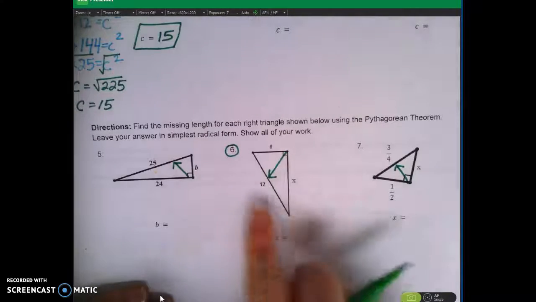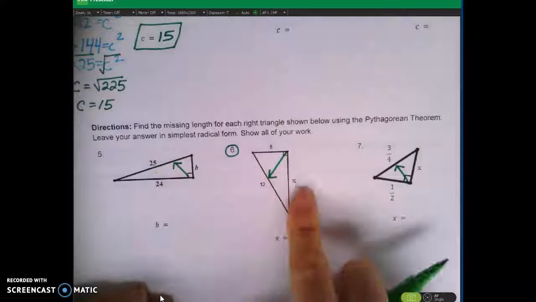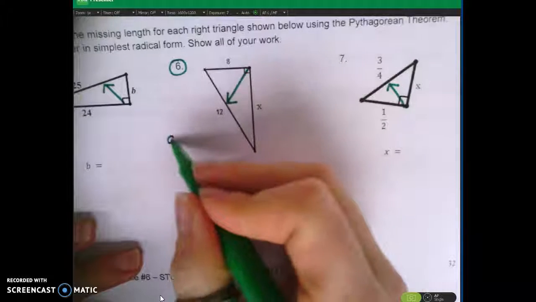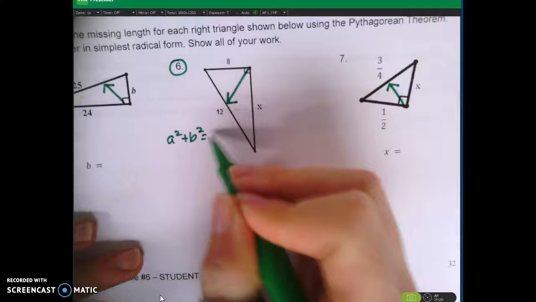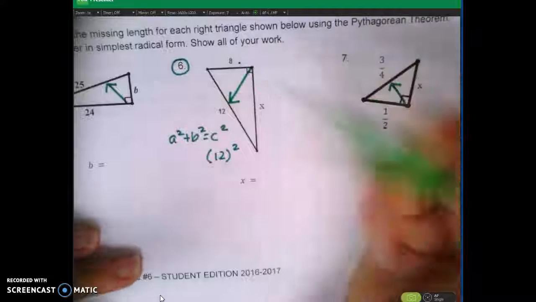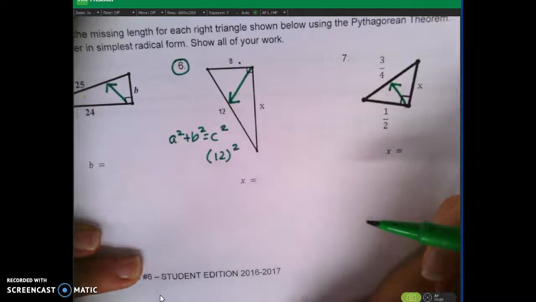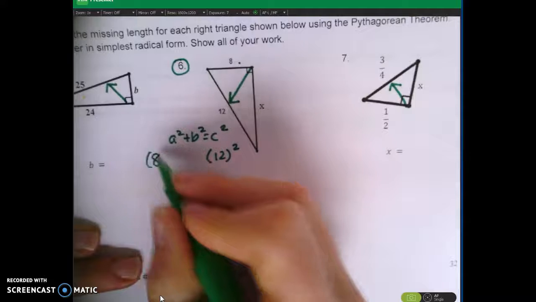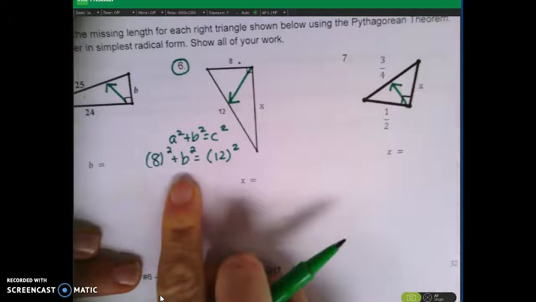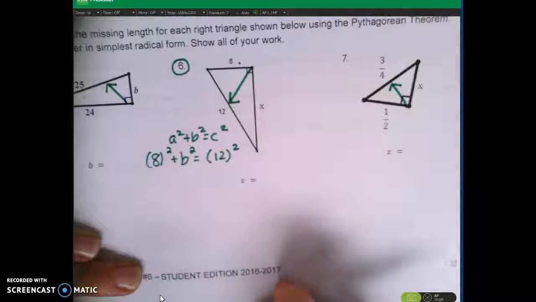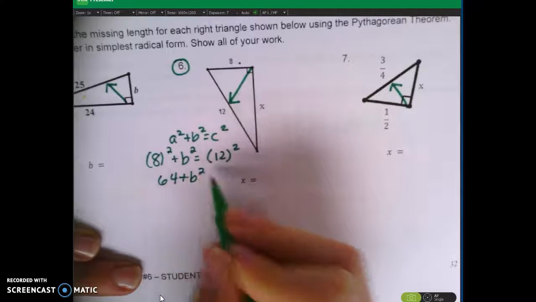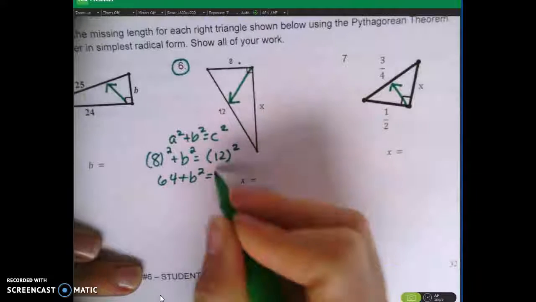Looking at 6, I notice that I'm given my hypotenuse, but I don't know my leg length. So I'm going to write the Pythagorean theorem, a squared plus b squared equals c squared. I know my c value is 12. Does it matter if 8 is my a or b value? No, it doesn't. So I'm going to make it my a value. And you can leave your b value as b or write it as x, whichever you prefer. So now 8 squared is 64 plus b squared equals 12 squared is, that's right, 144.